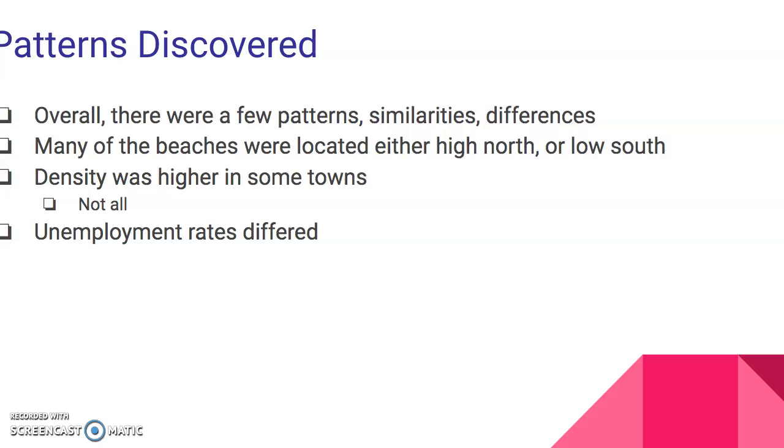So the patterns I discovered. Overall, there were a few pattern similarities and differences that I saw. Well, first, many of the beaches were located either higher north in the New England area or lower south in Florida. There's a lot in Florida. And then also the population density in some of the beach towns was much higher, depending on if it was more of a remote spot or not. If it was more of a remote spot, then the population was less, while if it was more of a family town, the population density was a little bit higher.